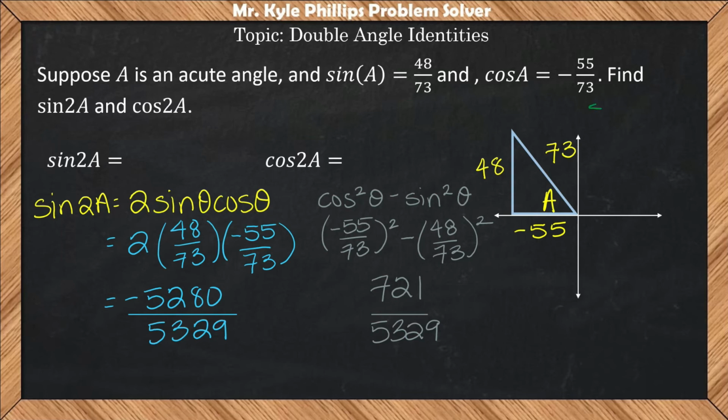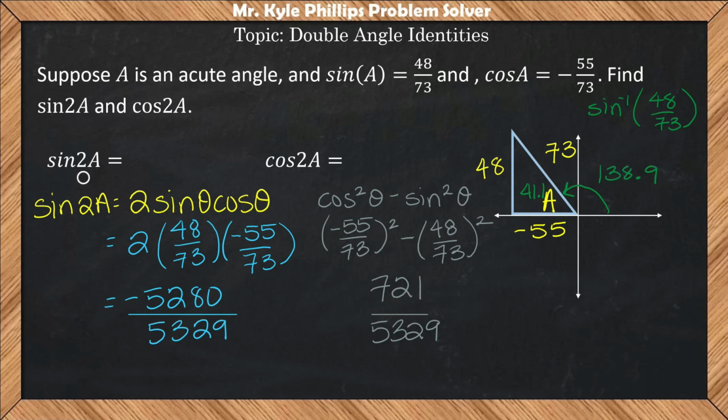What if I said that inverse sine of 48 over 73, all right, that's going to tell me what the value of A is. So if I do that real quick, if I have inverse sine and I say 48 over 73, that's going to give me about 41.1. So this reference angle here is 41.1 degrees. Now the measure of the angle here is going to be 180 minus 41.1, which is 138.9.